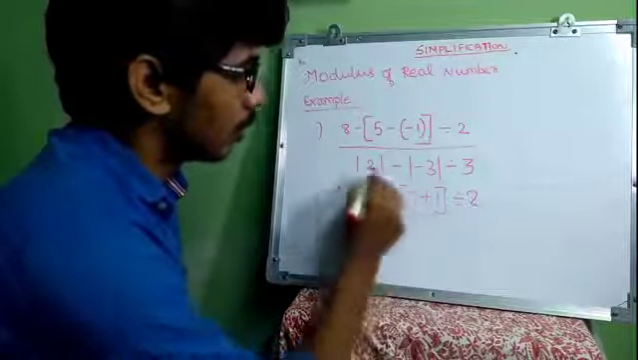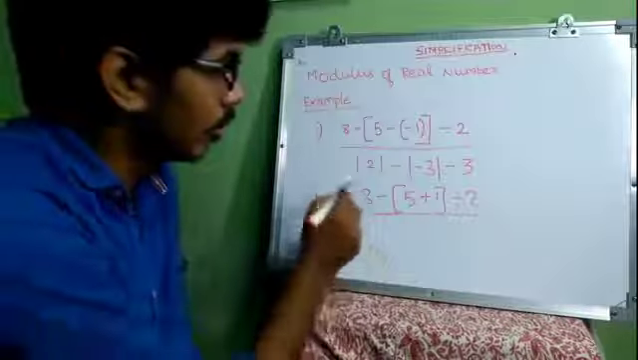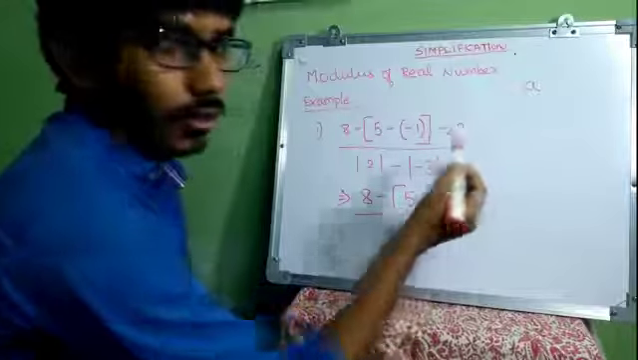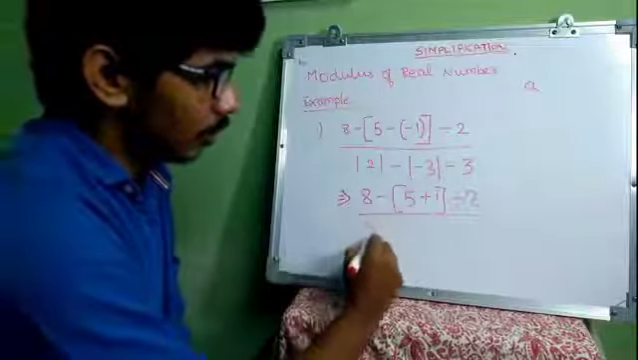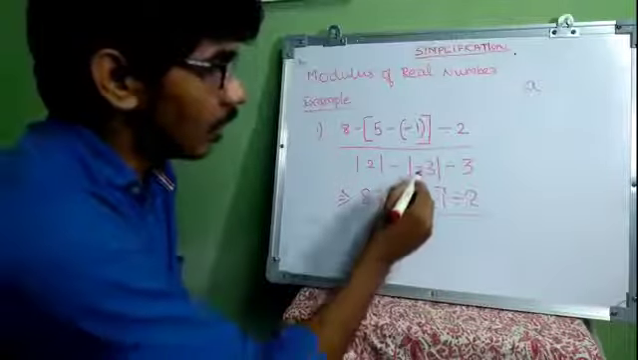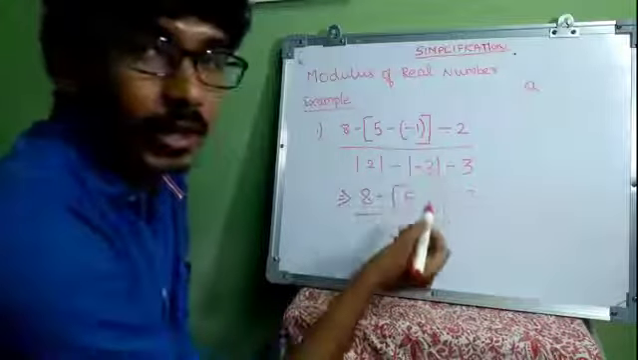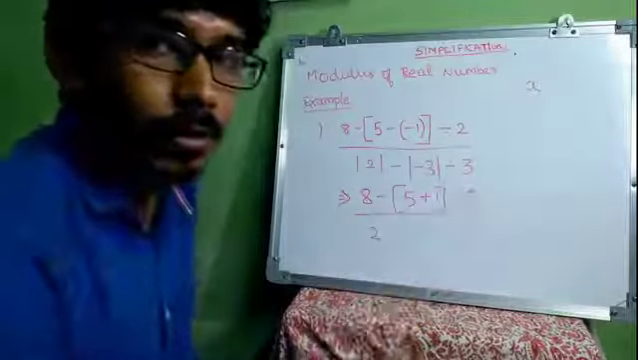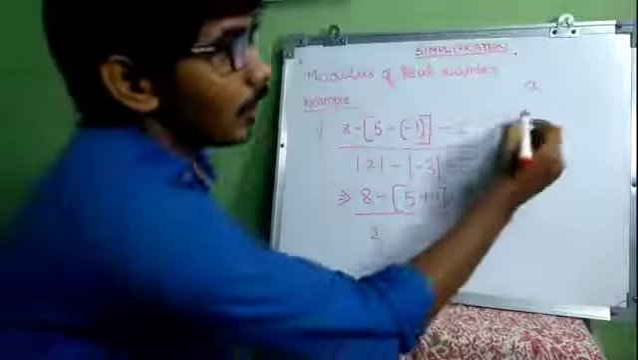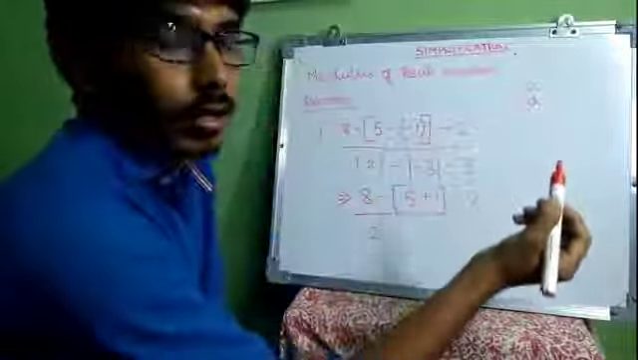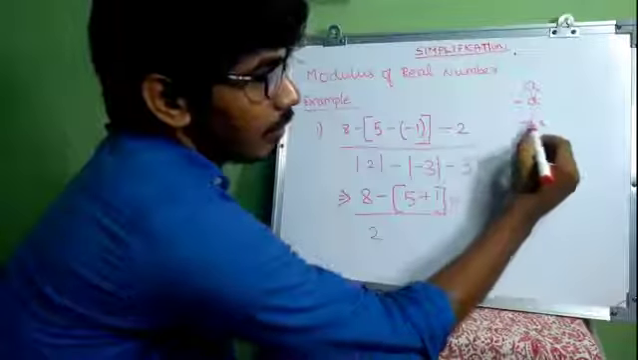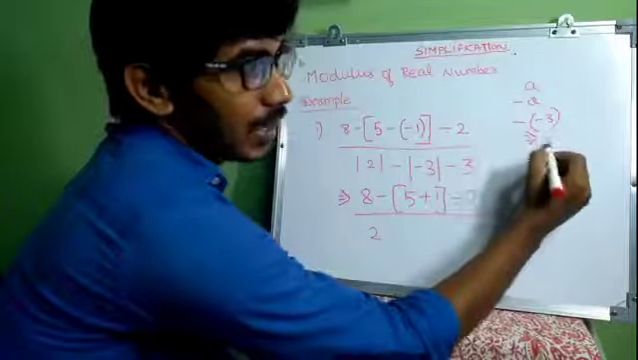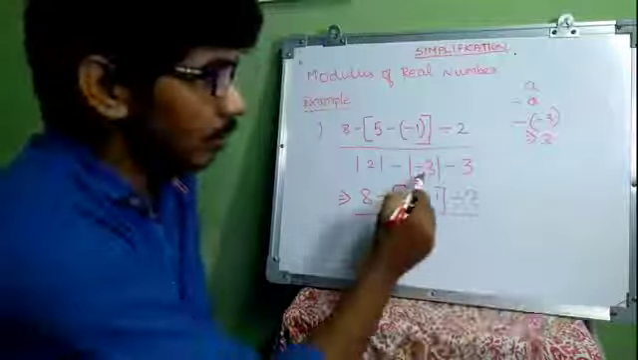Okay? 4 divided by, here, modulus of 2. Here, 2 is above 0, which means A. So, you can directly put it as 2. Here, modulus of minus 3. Here, it is below 0, okay? It is below 0, so what you have to do? Minus A, which means minus of minus 3. What will you get? Minus of minus 3 means plus 3, right? Okay, you will get plus 3.